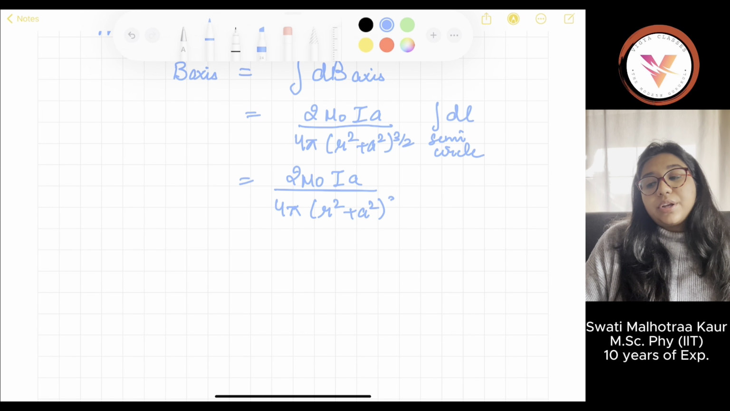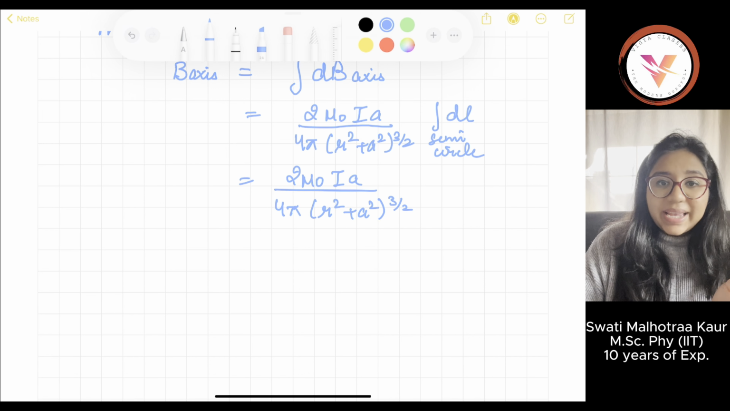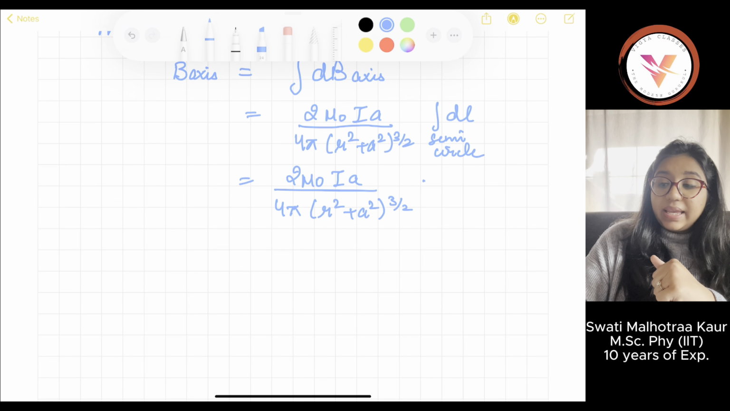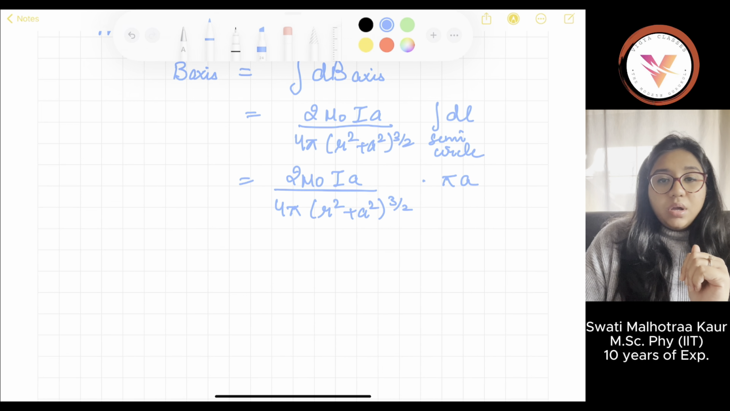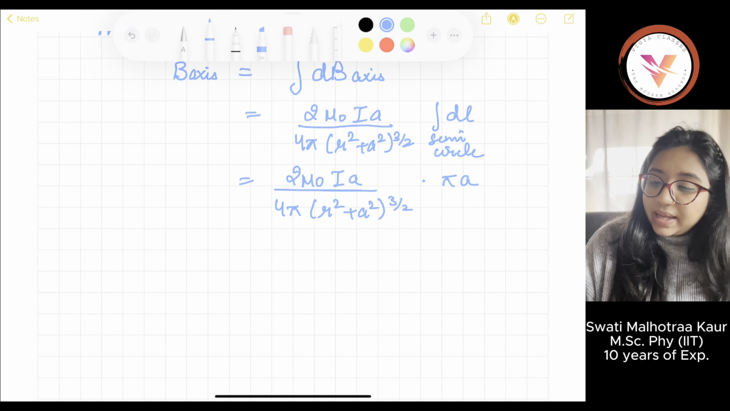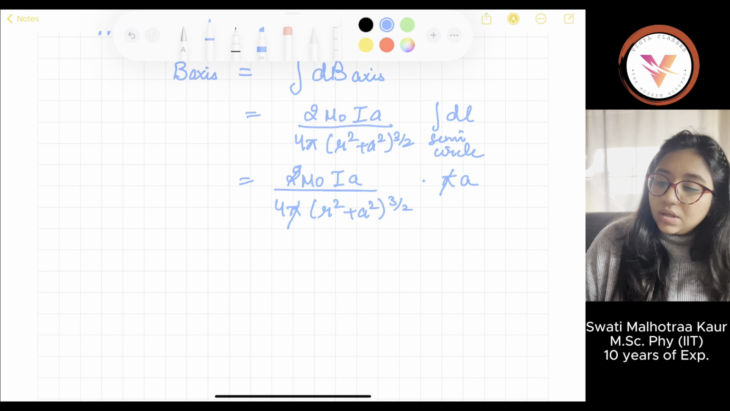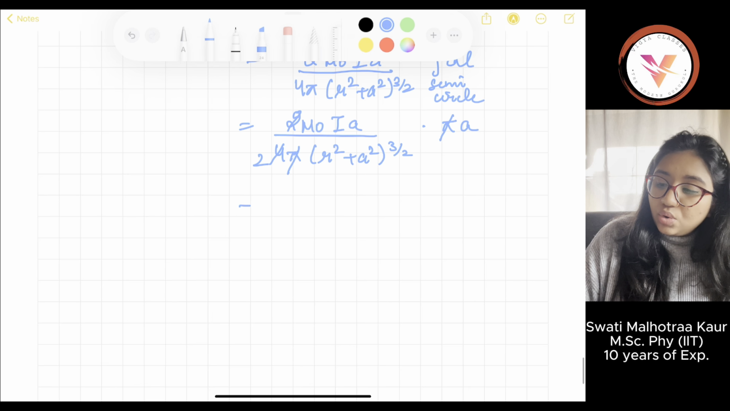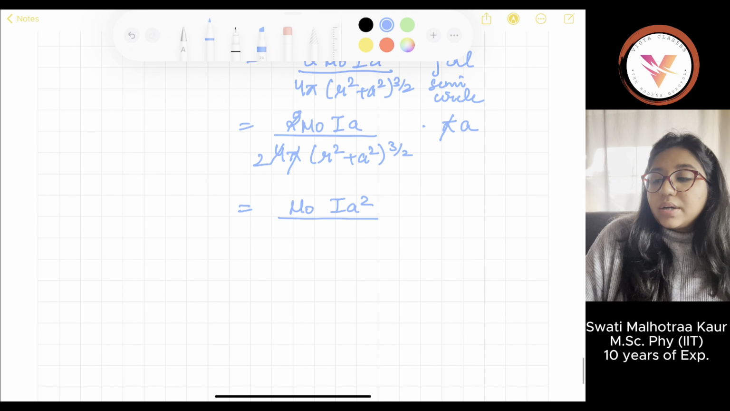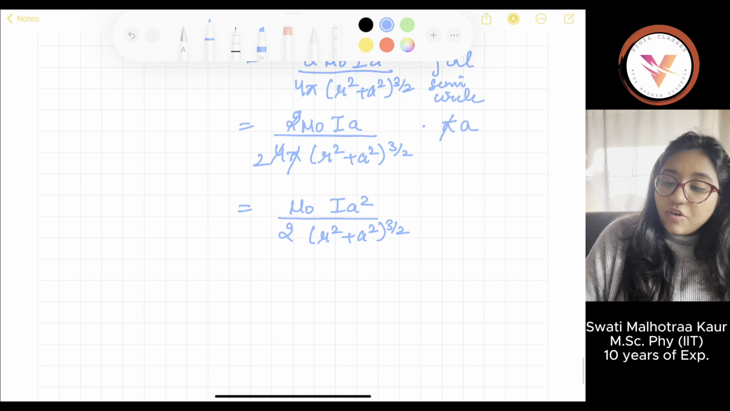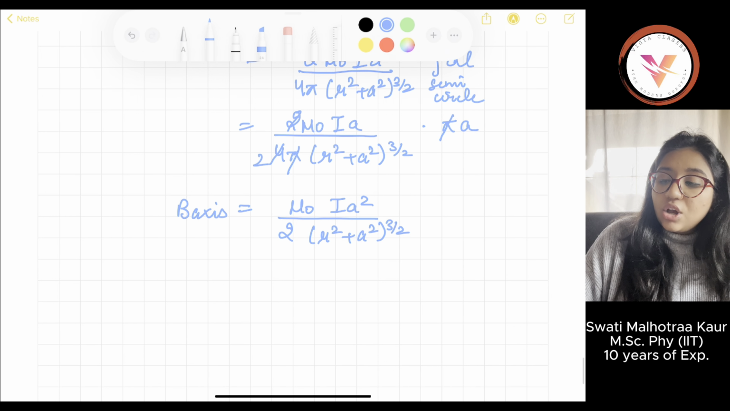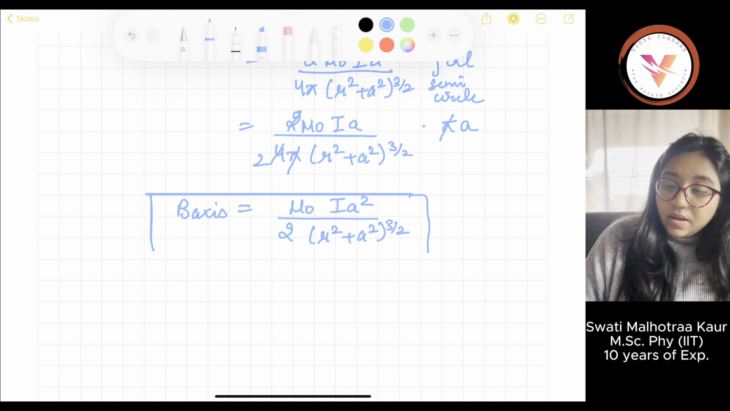3 by 2 and integration of dl will give you 2 pi r, and here it's pi a because of semicircle. So pi and pi cancel each other. This 2 will also cancel. So it is mu naught I a square over 2 times r square plus a square raised to the power 3 by 2, which is the formula of magnetic field on the axis of a current carrying circular loop. Okay, I hope this helps you.